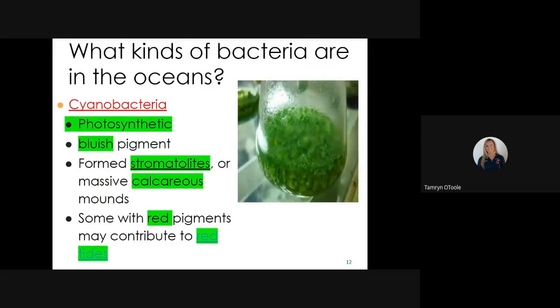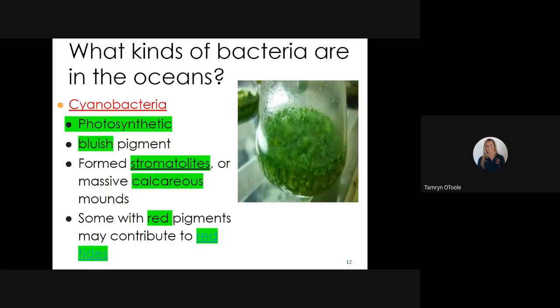All right, so this kind of has a bluish pigment. It forms stromatolites, which are massive calcareous mounds. And when I say calcareous, you're going to hear this quite a bit for the rest of the semester, but calcareous is just that calcium carbonate base, so that's CaCO3. All right, so these cyanobacteria, some of them have red pigments, which actually contribute to something called a red tide.